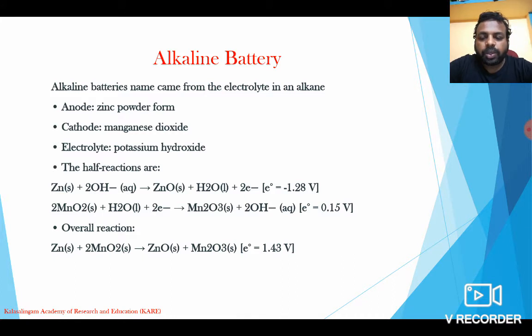So here in the bottom side you have the overall reaction. Zinc and manganese dioxide react in the presence of potassium hydroxide. We can get zinc oxide as well as manganese trioxide. So these are the products at the end of the discharge we can have in the alkaline kind of battery.